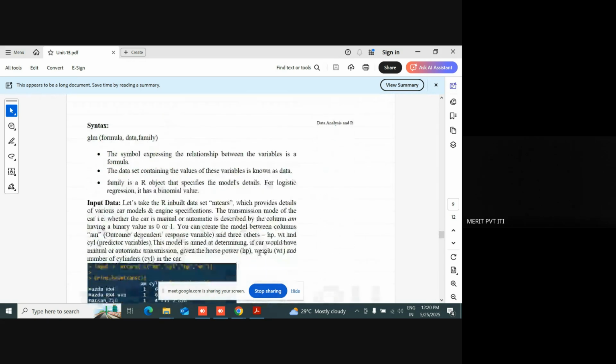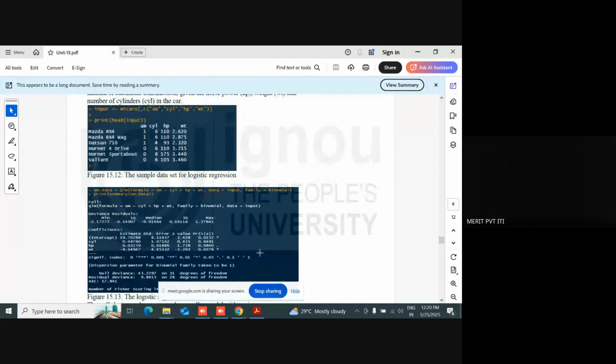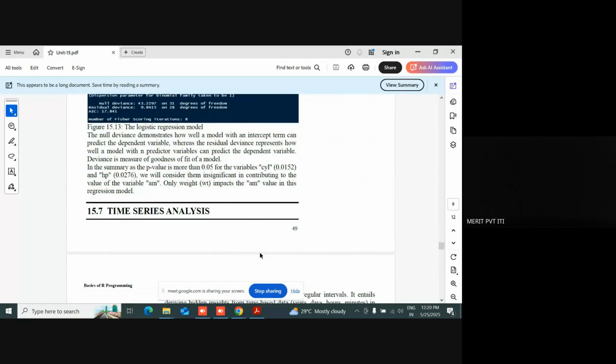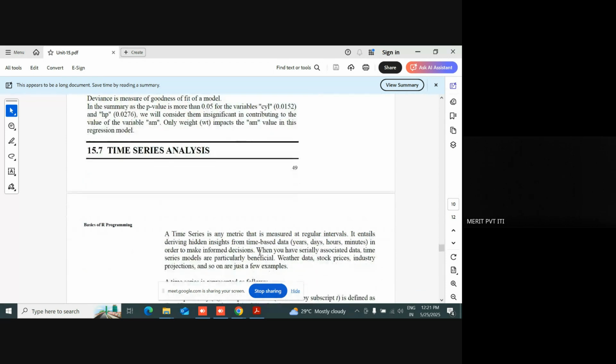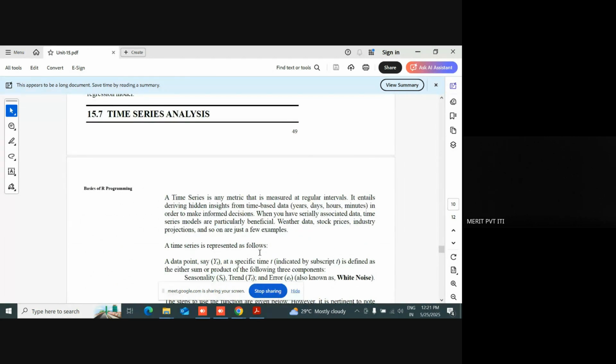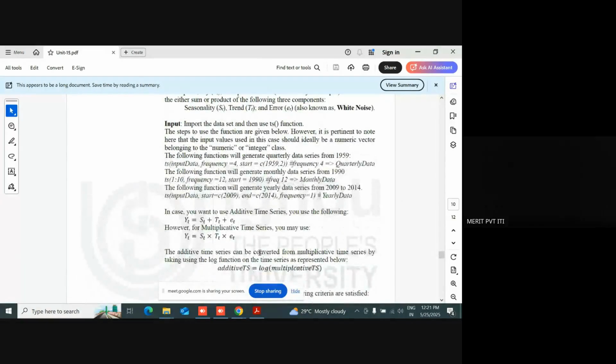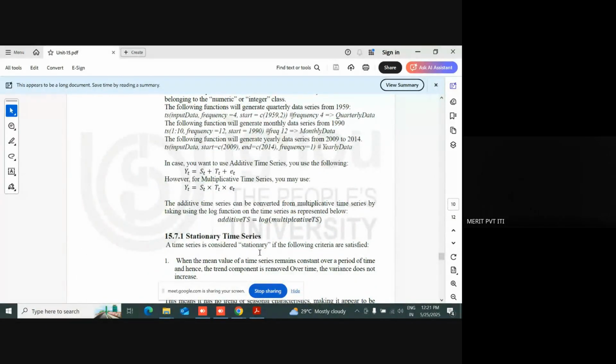And software has been made for this too, and that's given to you so that you can see that software is available. Some time series analysis. How does time series work? Because they do prediction with time series analysis. So time series is a metric that is measured at regular intervals. It entails deriving hidden insight from time-based data, years, days, hours, minutes, etc., in order to make informed decisions. So a time series is represented as follows. So that's what you can see: what the input is, how the output is made, and then stationary time series.